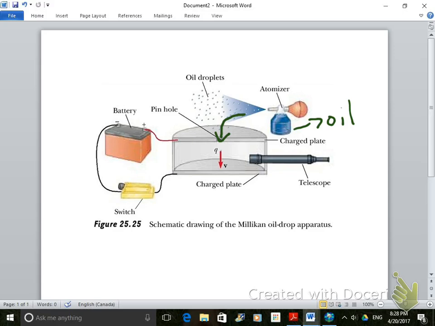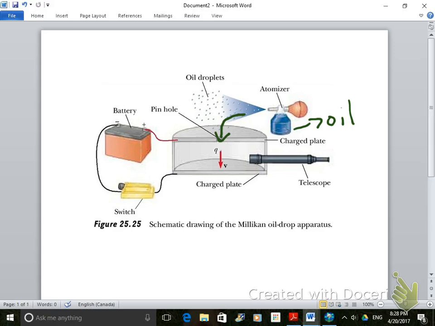So the charge on the oil droplet was unknown. And so they didn't know if there was 1,000 electrons jumping on it, or 1 electron, or 20 electrons. All they knew was that as it went through that hole, it would gather some electrons.